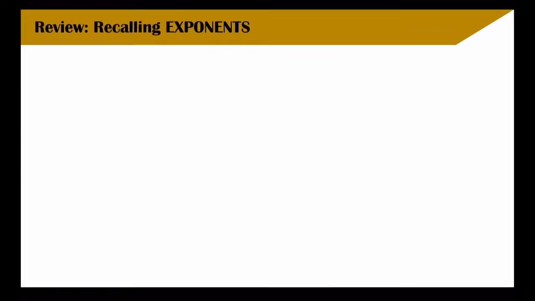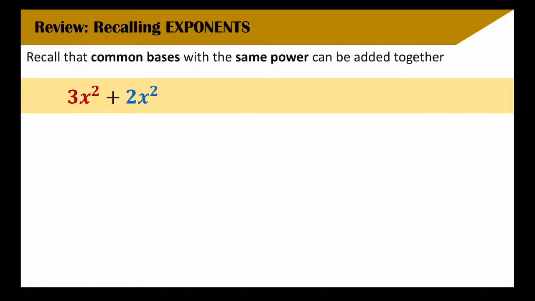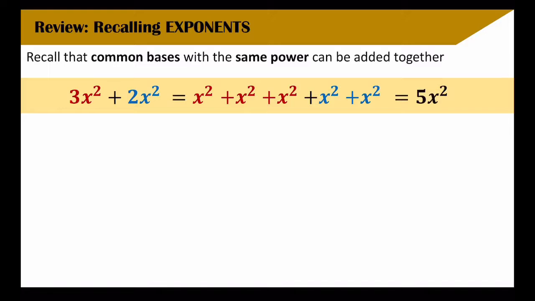Continuing our exponents. Recall that common bases with the same power can be added together. So here we have two bases. Now, there's 3 sets of x squared and 2 sets of x squared. So how many sets in total of x squared are there? I hope you notice that there's 5. As long as we have the same variable, we can use an additive operation to just add everything together. So 5 sets of x squared.